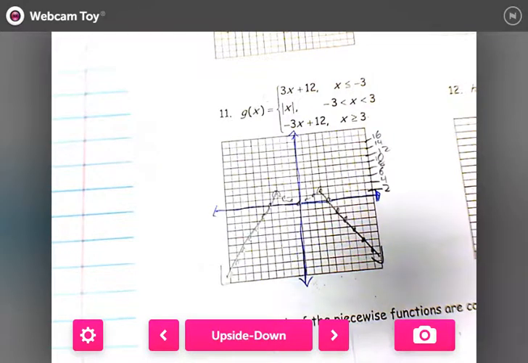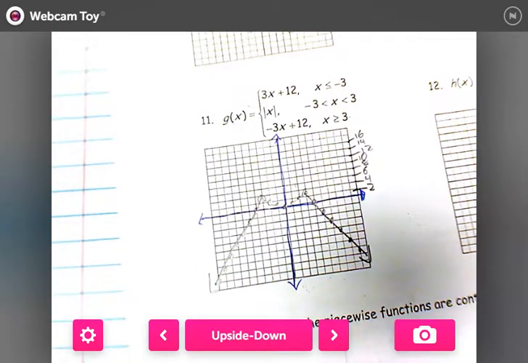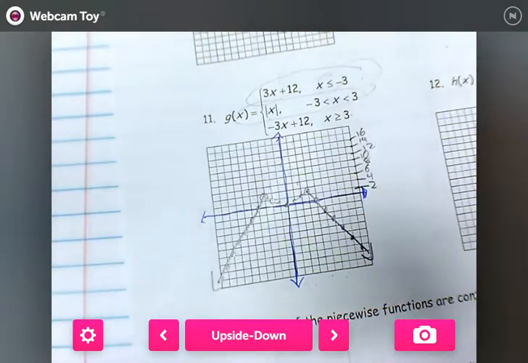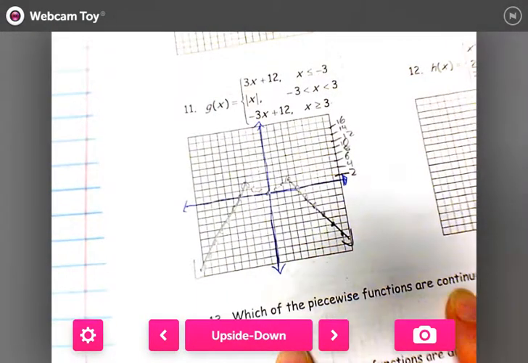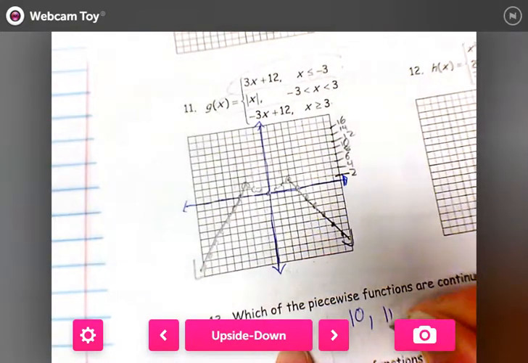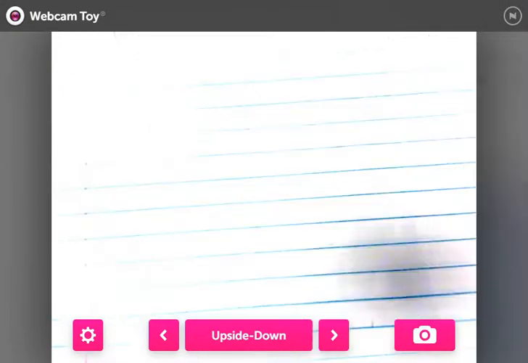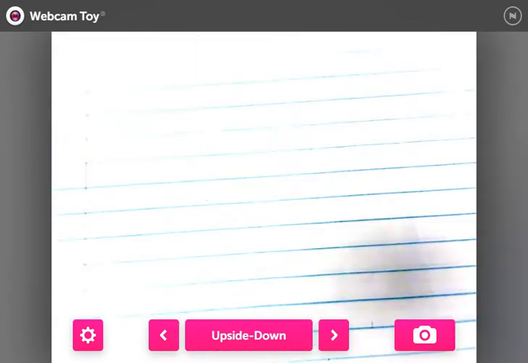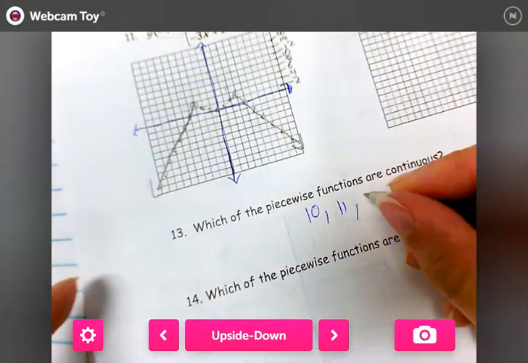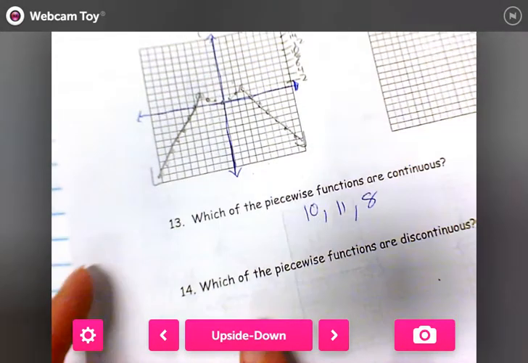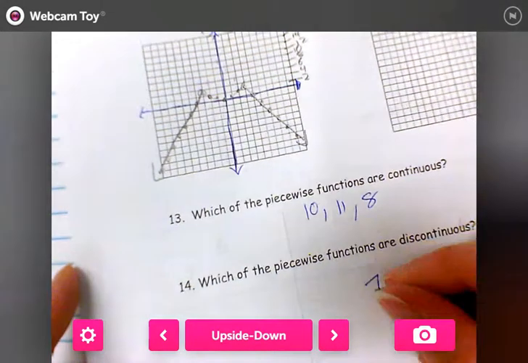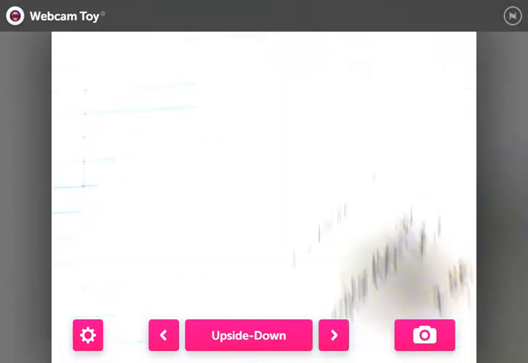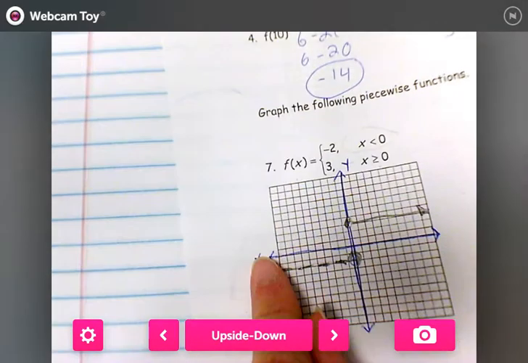Okay. I'm going to skip to 13 and 14, and then I'm going to have you guys come back to 9 and 12. Which of the piecewise functions is continuous? Continuous means there's no break in the graph. So like 10 and 11, they're continuous. There's no break. Where if we flip it over, 7, there's a break. 8, it's continuous. Okay? So when are they discontinuous? 7 is discontinuous. See how there's a break in the graph? You can't just hold your finger on 1.